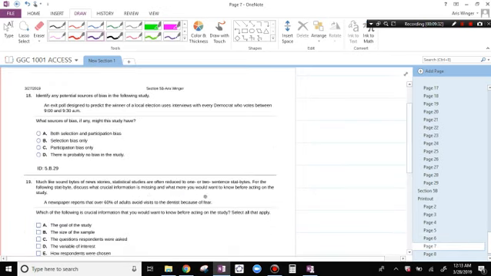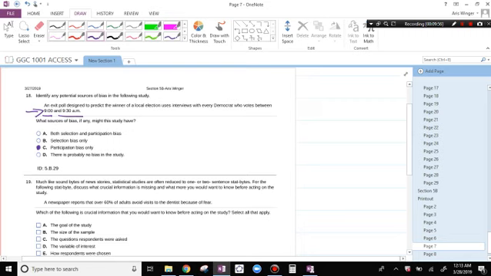Identify any potential sources of bias in the following study. An exit poll designed to predict the winner of a local election uses interviews with every Democrat who votes between only 9 and 9:30 a.m. This is participation bias for sure, because only the people who are participating here are representing the group.